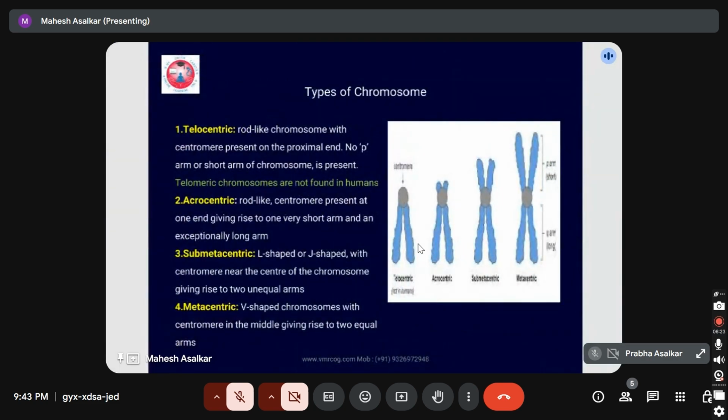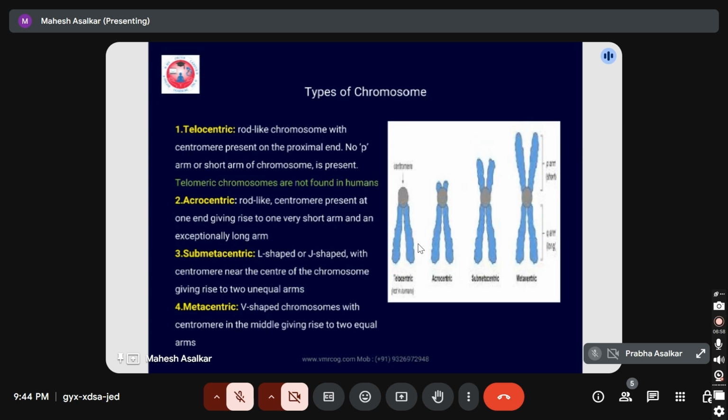So coming to the types of chromosome, again they can ask you a pictorial diagram, and they will ask you which type of chromosome this is. Depending upon the centromere, it is classified as telocentric, a rod-like chromosome with the centromere present on the proximal end. No p-arm or short arm of the chromosome is present. So the first figure you see is a telocentric, where there is no short arm. Telocentric chromosomes are not found in humans.